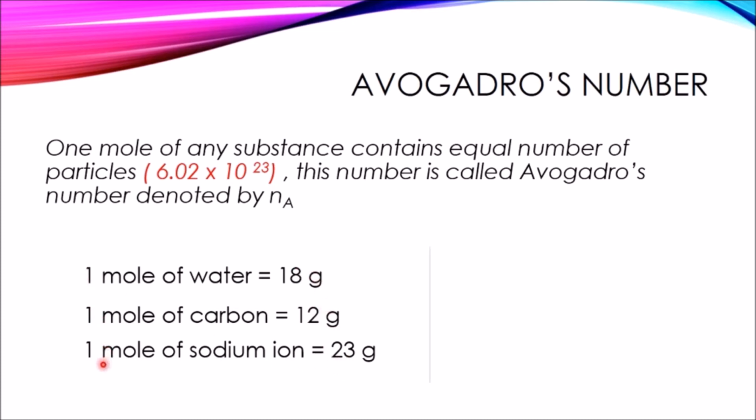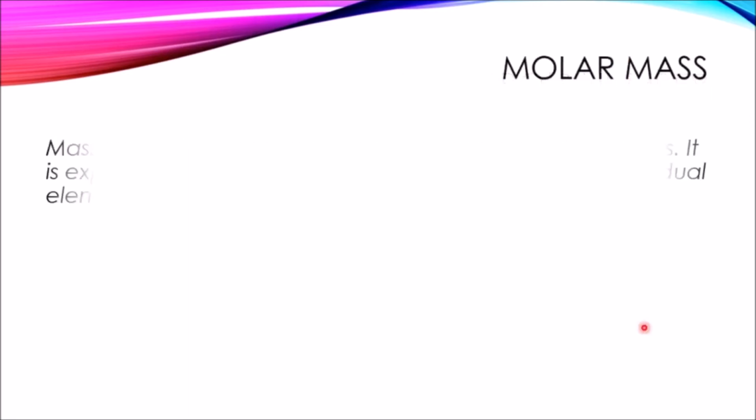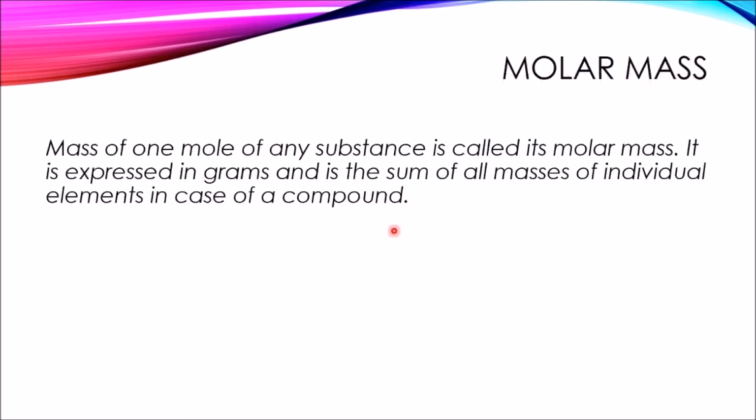Okay, so all these are 1 mole, because they are equal to 1 mole, and 1 mole always contains how many particles, 6.02 x 10^23 particles. So all these substances, यानी 18 grams water आप लें, 12 grams of carbon लें या 23 grams of sodium ion लें, they will all contain 6.02 x 10^23 particles. What is molar mass? Mass of 1 mole of any substance. किसी भी substance का 1 mole mass जब हम लेते हैं, that is called molar mass.